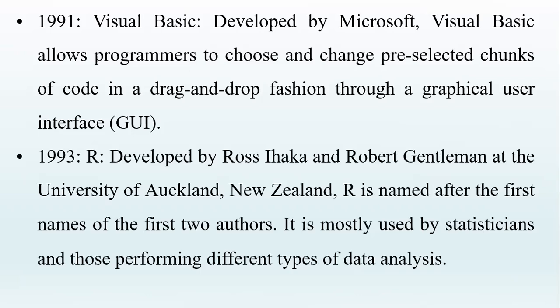In 1993, a language called R was developed by Ross Ihaka and Robert Gentleman at the University of Auckland, New Zealand. R is named after the first names of the first two authors. It is mostly used by statisticians and those performing different types of data analysis.